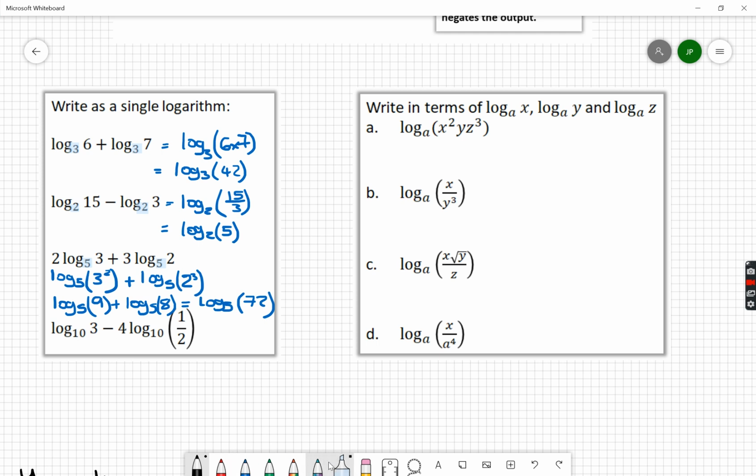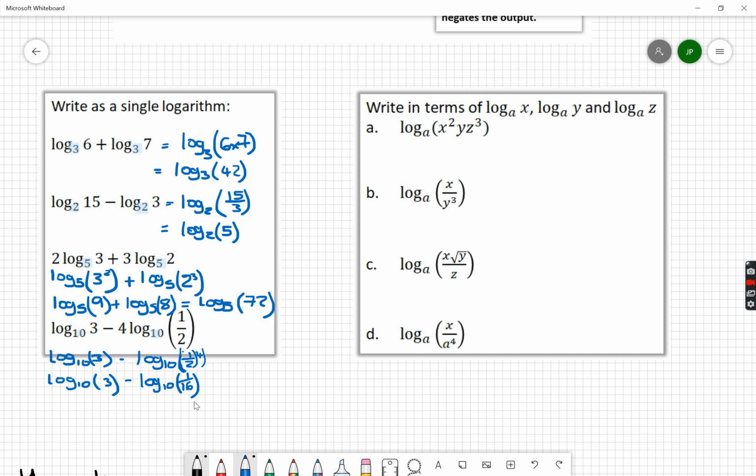But again, I've got the same base, so I'm quite happy I can move on and simplify these. First one, nothing I can do with the first one, so that's going to stay as log base 10 of 3. Right, this one, I'm going to get rid of the 4 first. So this becomes log base 10 of a half to the power of 4. Right, half to the power of 4, so this will still be log base 10 of 3, will become log base 10 of 1 over 16.